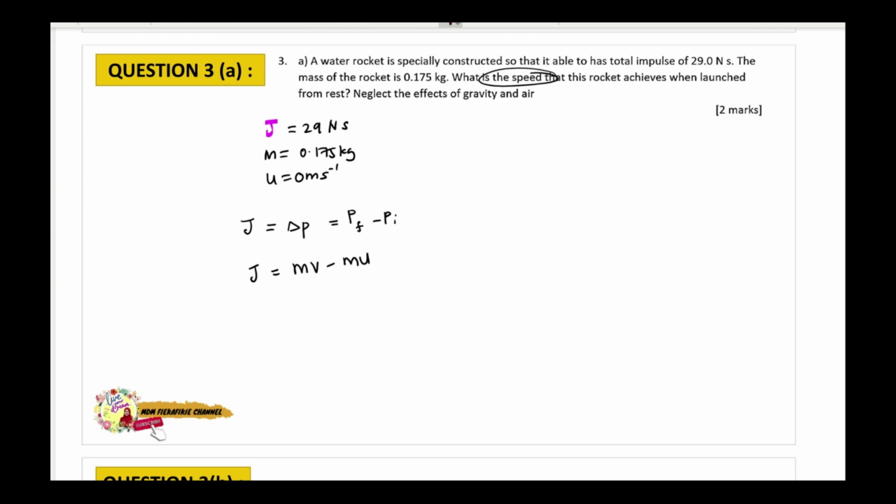So, jadi U kita kosong. So, sini akan jadi kosong lah. Okay. So, masukkan nilai 29 here. The mass is 0.175. So, V kita nak cari. Therefore, dua markah V is equal to 165.71 meter per second. Okay. So, this is the answer.